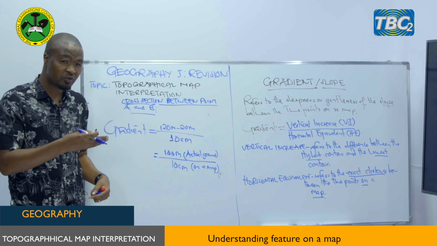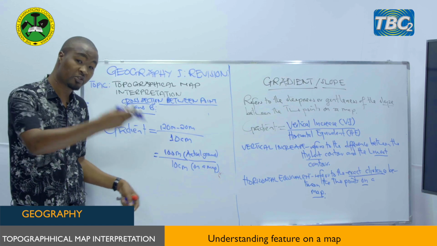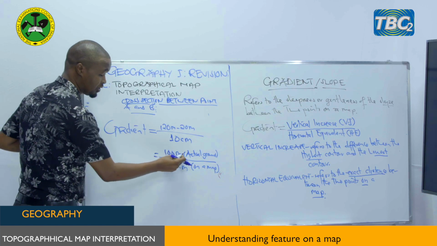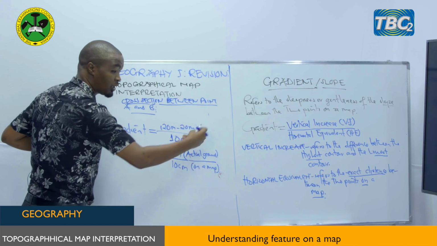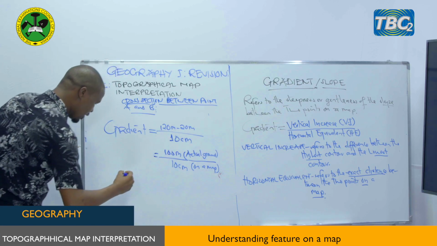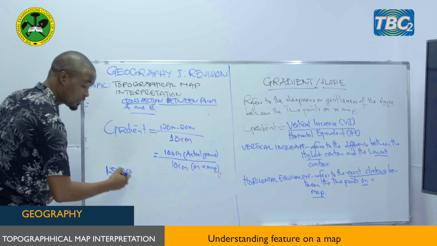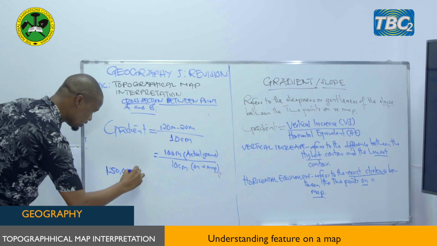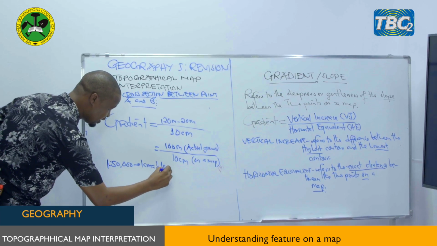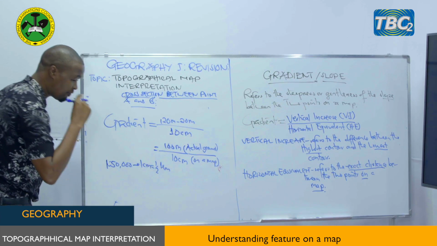So we have to use the map scale either to take this distance which is on a map into the actual ground, or to change this distance which is on the actual ground into the map measurement. This is our map scale right here, 1:50,000, which says that 1 centimeter on a map represents half a kilometer on the ground.